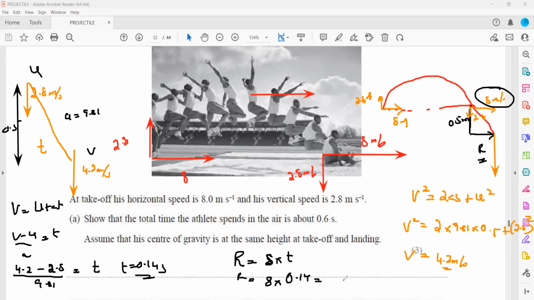So it will be 1.1 meter extra distance the athlete will cover if the athlete lands not on the same level but a lower level from the point where he jumped, because the center of mass is here, and when he lands, his center of mass is 50 centimeters below the point from where he jumped. So that's why he will cover an extra distance. Is it a clear discussion?